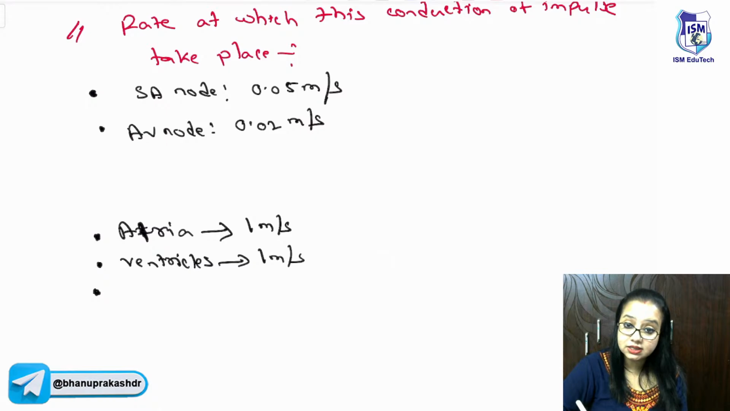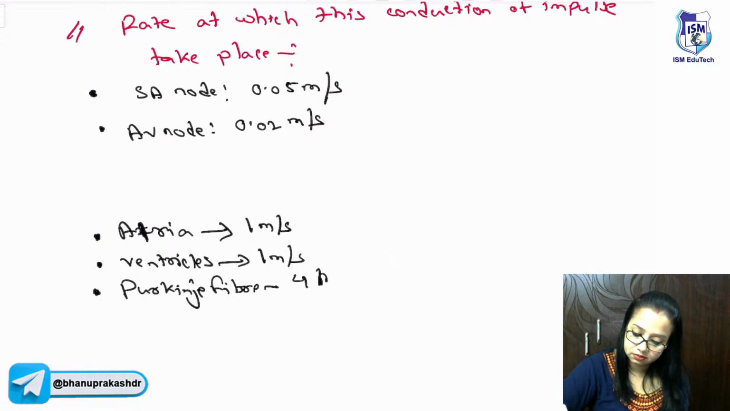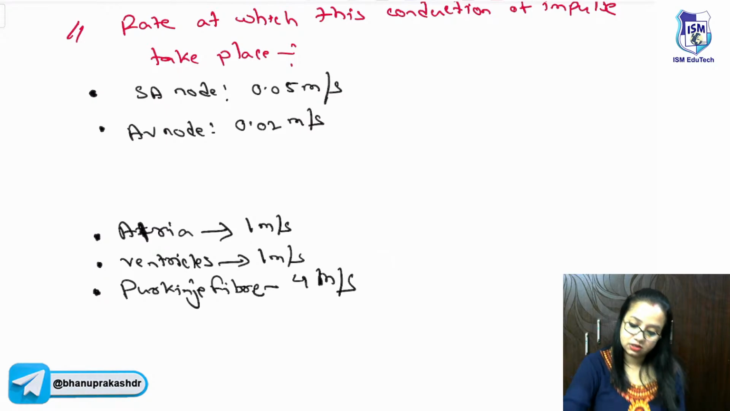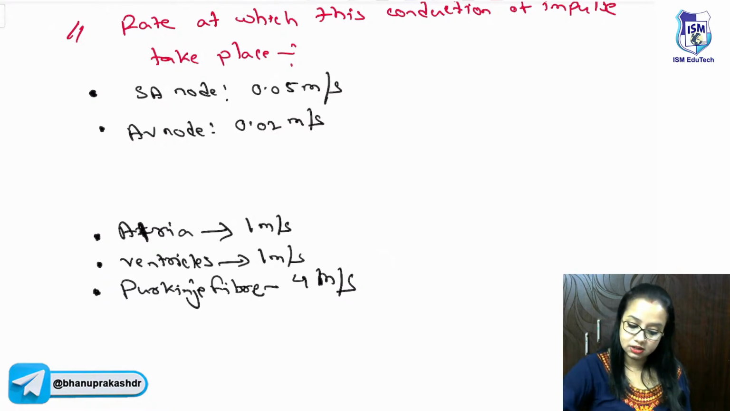And it is fastest in the Purkinje fiber. It is really, really fast. Now, what is the reason? What physiological adaptation has happened in the AV node, that the impulse is conducted at a slower rate?